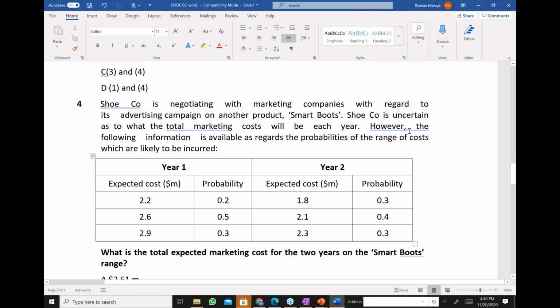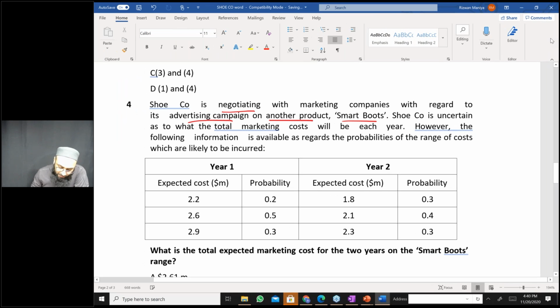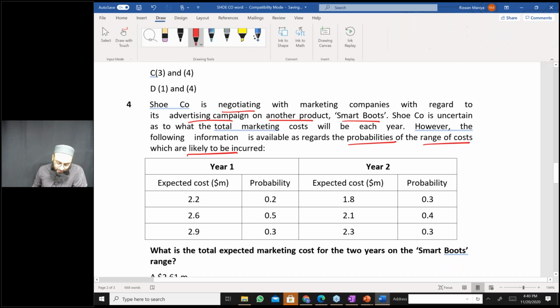Shoe company is negotiating with marketing companies with regard to its advertising campaign on another product, smart boots. Shoe company is uncertain as to what the total marketing cost will be each year. However, the following information is available as regards the probabilities of the range of costs which are likely to be incurred.